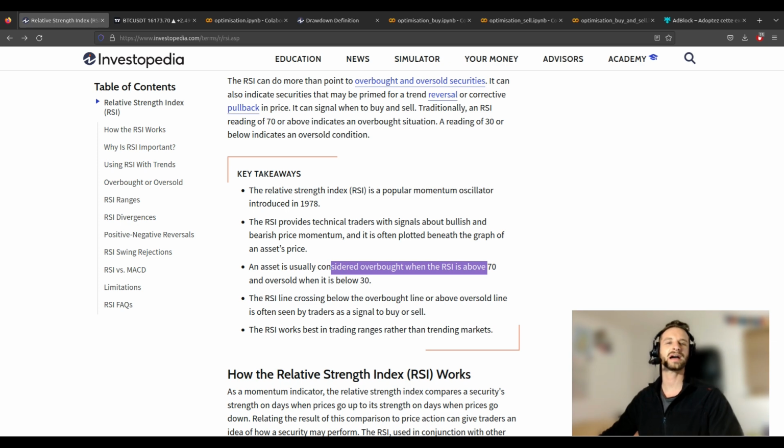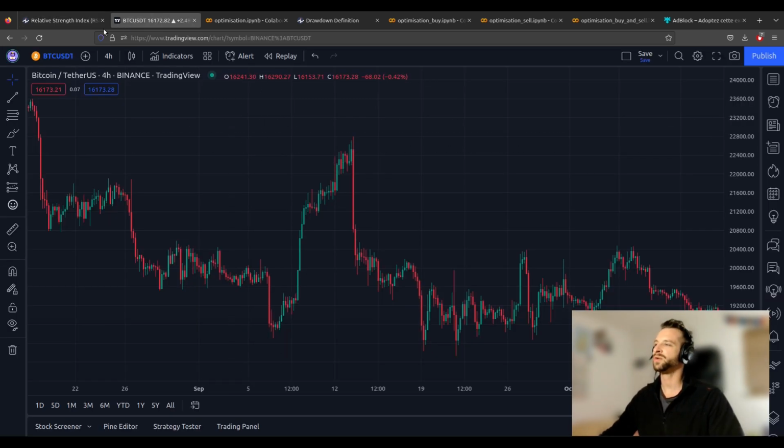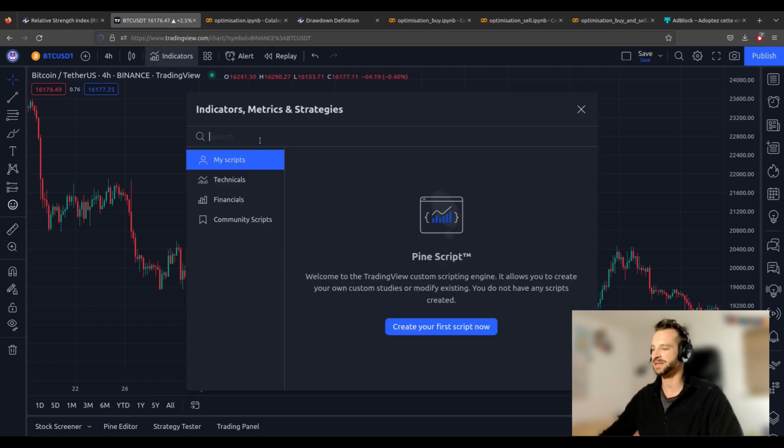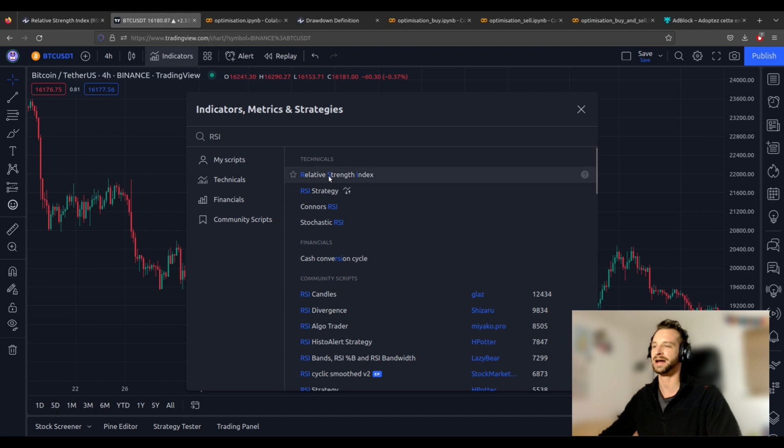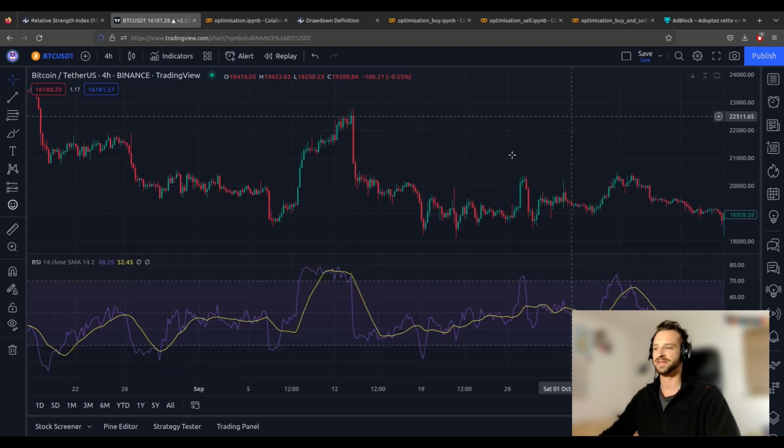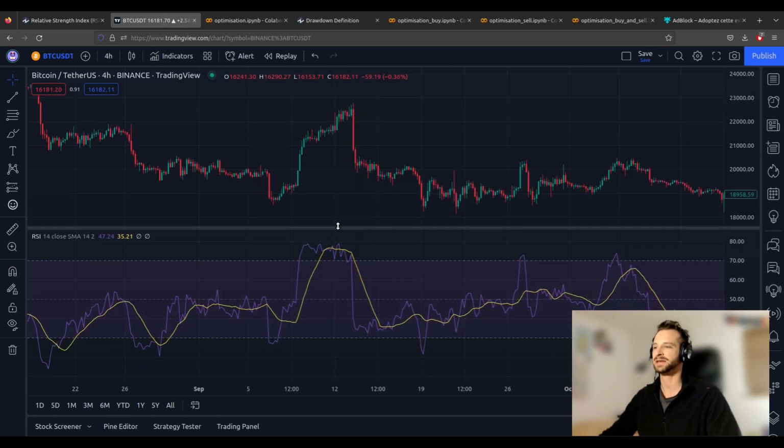Let me show you how the RSI looks like in TradingView. So here we are on the Bitcoin chart. Note that this is a case study, but really the optimization using the RSI that we're discussing today can be applied to any trading that you're interested in. To add the RSI, we simply add an indicator and type RSI. And there it has appeared. Let me make it bigger.